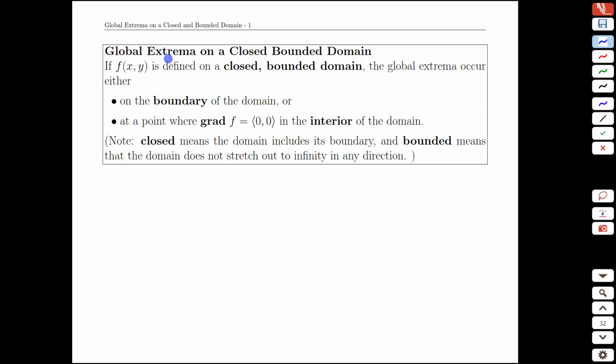In this video, we're going to focus on global extrema in a particular scenario where we have a closed and bounded domain. Just a reminder that closed means that whatever domain we're considering includes its boundary. So imagine some region like this, we would include the points on the boundary. And bounded just means that it is actually something that we can enclose and it doesn't go off to infinity.